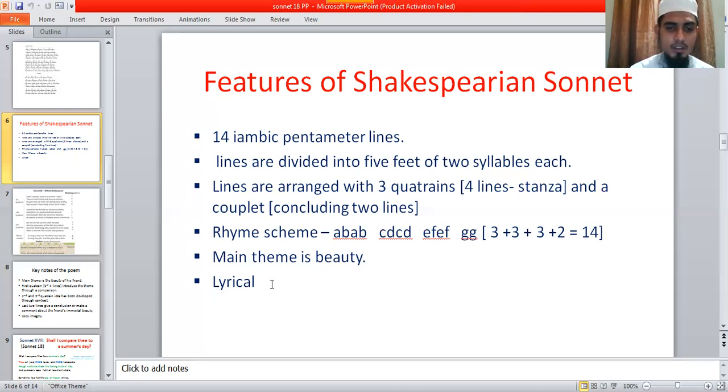In his sonnets, lyrical quality is also another important feature of William Shakespeare's sonnets. His sonnets are very much lyrical. He gives all the instruments, all the elements that produce a lyrical sense in his sonnet. So next we will discuss it.